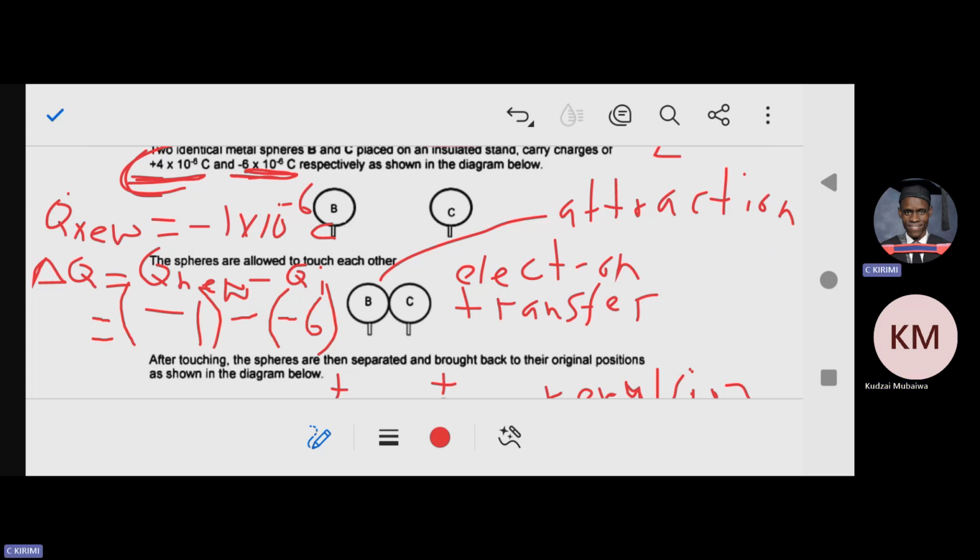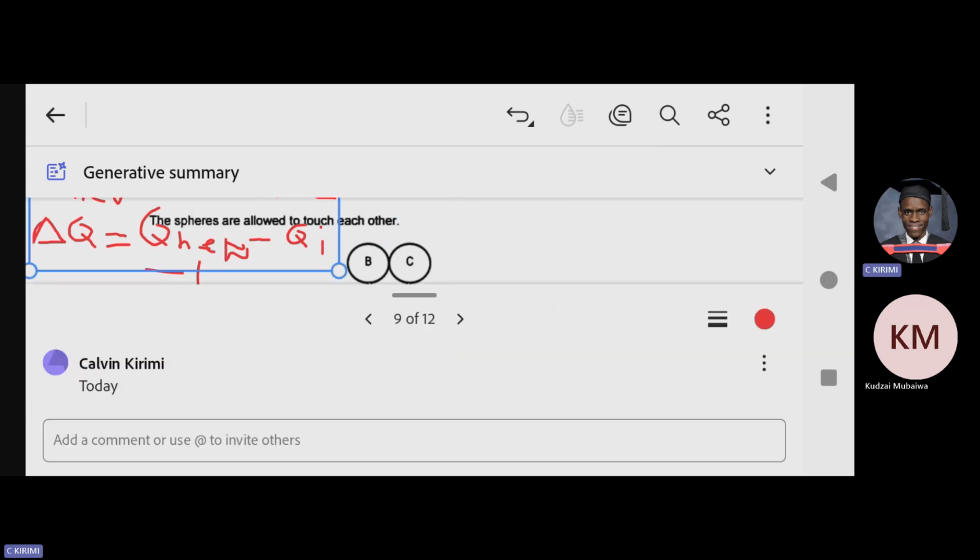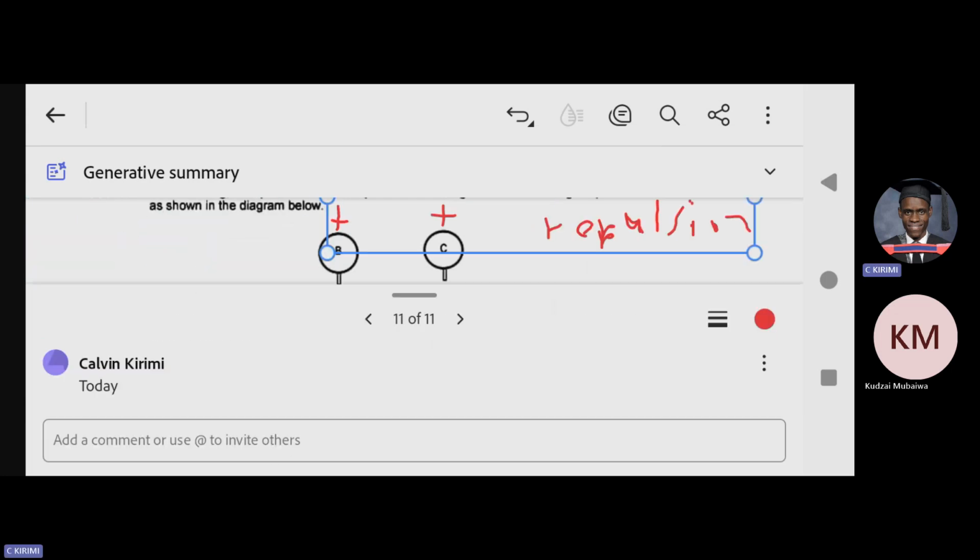Yes. So which means the other one is having a positive, and the other one is having a negative, isn't it? Can you see what is happening? So the one gained, and the other one lost. But the number of electrons that were transferred were 5 times 10 to the power -6. So our question now is asking us, how many electrons were transferred? We are not interested in the charge. How many electrons were transferred? That is the question which we are asking.